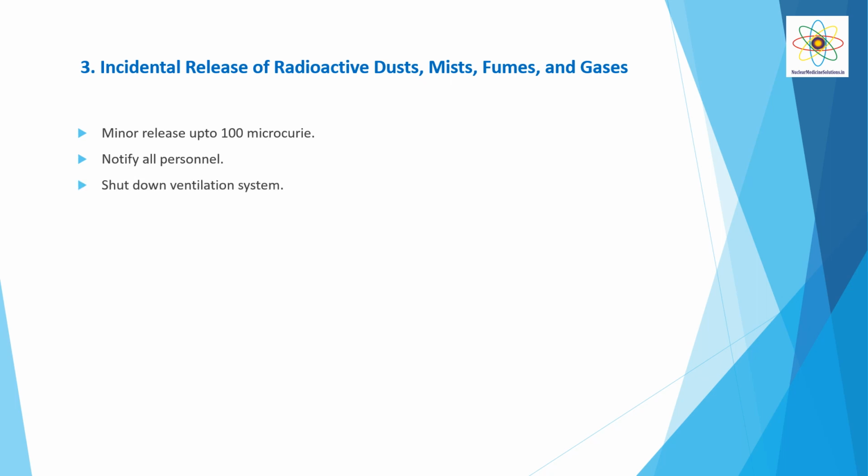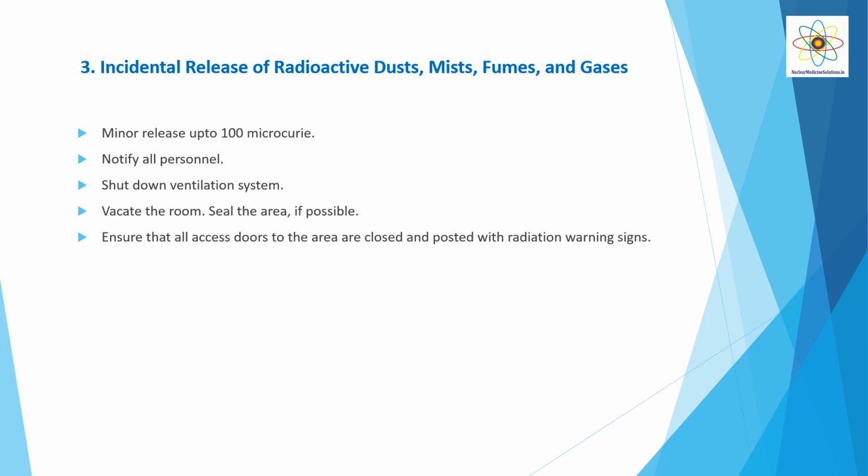Notify all personnel to vacate the room immediately. Shut down ventilation system if possible, unless it is determined that the room ventilation system needs to be used to clear the air for access purpose. Vacate the room. Seal the area if possible. Ensure that all access doors to the area are closed and posted with radiation warning signs. Survey all persons who could have possibly been contaminated and take appropriate action as necessitated.